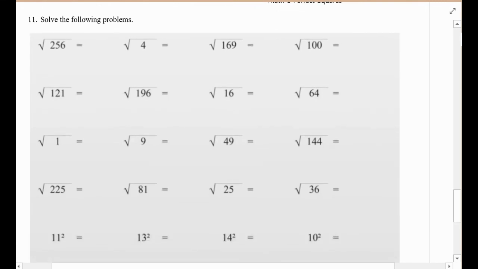So number 11, solve the following problems. All right, everyone. Root 256. What is root 256? Now we have to find the number. What number do you have to multiply to get 256? You have to multiply 16 twice. Therefore, the answer is 16.